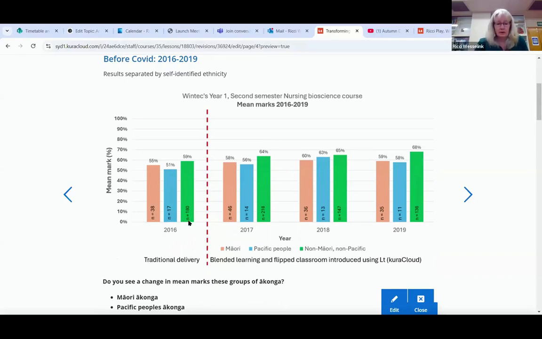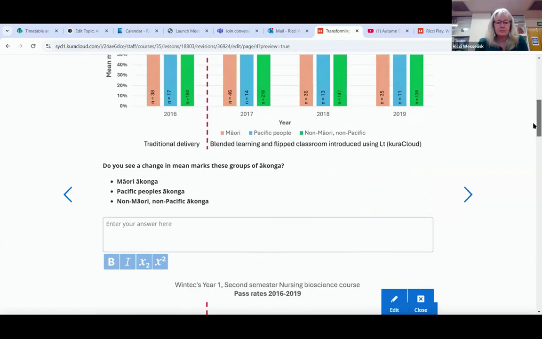Now, if we look at our non-Māori non-Pacific students, we're dealing with a large number. So from 180, 218, 147, 137, it's hard to lift mean marks with that number of students. So this is a significant increase in mean mark across that period of time, and it was a sustained increase in mean mark. It also resulted in a decreased discrepancy between our Māori Pacific and our non-Māori non-Pacific students.